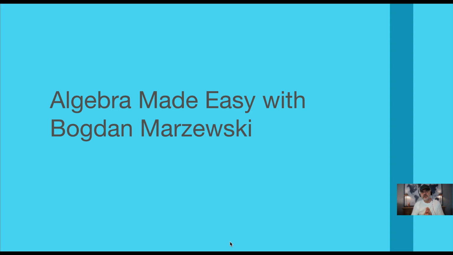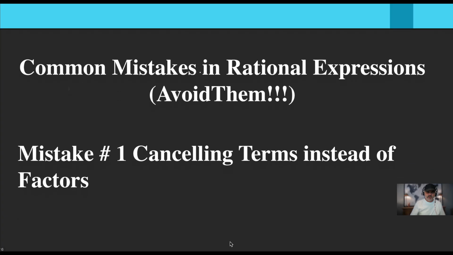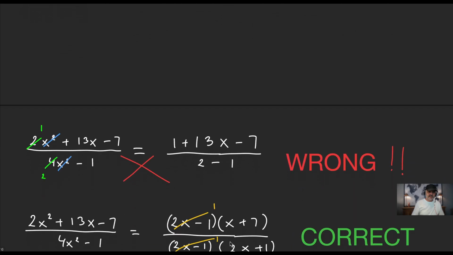In this video, we'll be going over mistakes that students like yourself tend to make when working with rational expressions. So let's dive into it. The first mistake that we tend to make is canceling terms instead of factors. This is a very common mistake when working with rational expressions. You want to see common factors instead of common terms in order to proceed with cancellation. So what that means is the following.